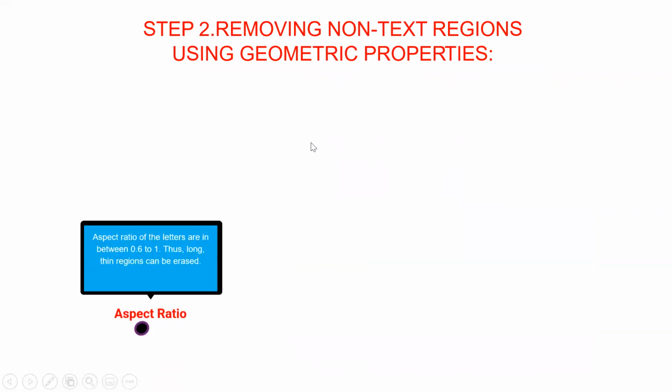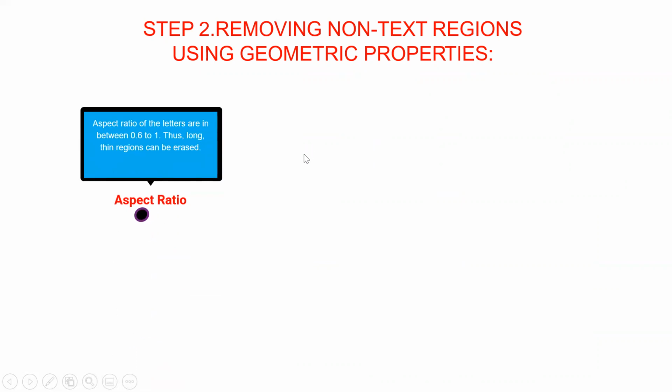And then step 2. In step 2, we already said we are going to eliminate non-text regions based on geometrical properties. Let's get into the details of geometrical properties. One of the properties is aspect ratio. The aspect ratio of letters is generally between 0.1 and 0.6 and 1. So we can eliminate regions above and below the range of 0.6 and 1.